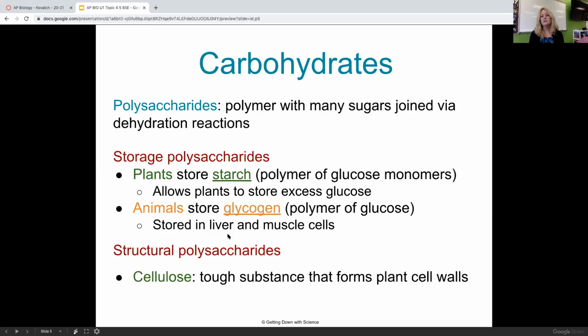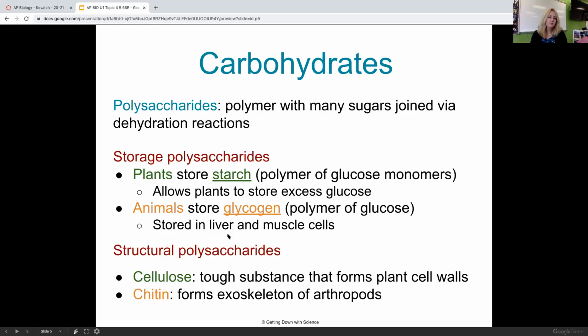We can also note a structural polysaccharide. Structural polysaccharides are incredibly important, and we don't always talk about this. When we think of carbohydrates, we're always thinking of energy, and excess energy. But structural polysaccharides are very, very important. Cellulose is that tough substance that forms plant cell walls. You got to have that. If it weren't for cell walls in plants, that's what gives their toughness and the ability, in part, to withstand water traveling up so far through the cells of plants.